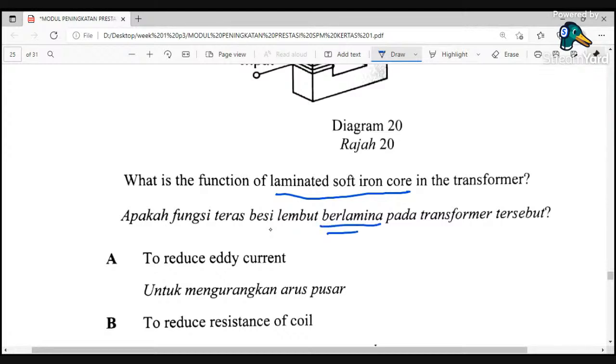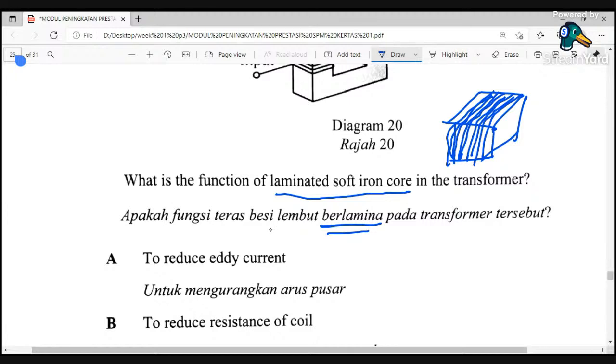Apa maksud laminator? Okay, instead of one block of iron core, now cut to thinner pieces. Potong bagi nipis-nipis blok ini. Sampai dapat dia berkeping-keping yang banyak lah, keping-kepingan nipis. Lepas tu glue them together to form a block. Potong dia nipis-nipis, lepas tu glue balik supaya jadi satu block. So block itu akan kita panggil sebagai laminated soft iron core.